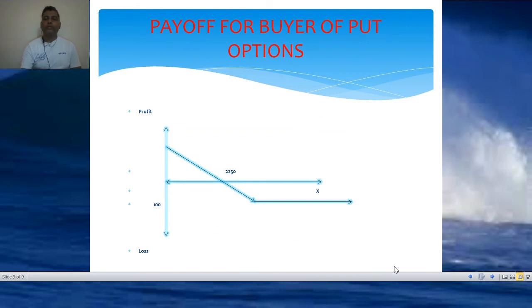Now let us try to understand this with the help of the graph. If the trader buys the put option of strike price 2250 of stock X at a premium of 100, and at the time of expiry the spot price is below the strike price, the put option buyer will make a profit, whereas if the spot price trades above the strike price, then the put option buyer will make a loss. So guys, in this video we have tried to understand how we calculate the put option profit or loss.